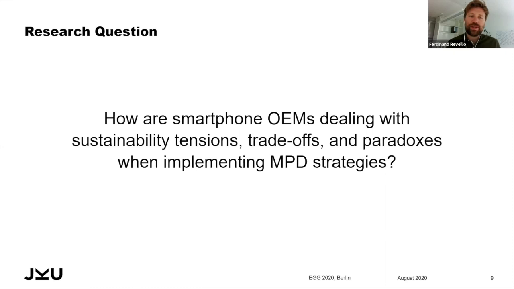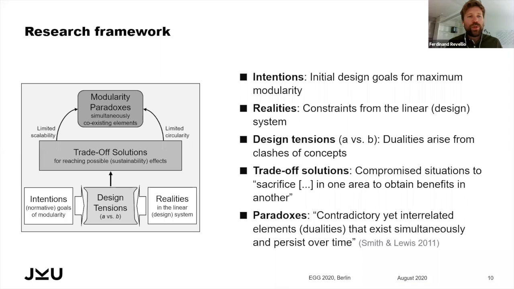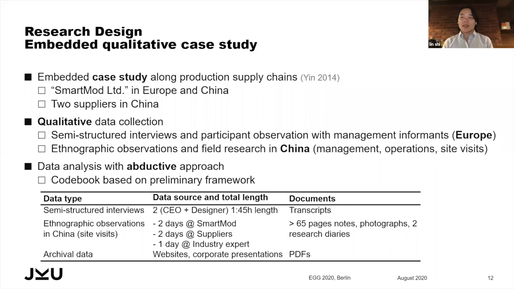And we researched how smartphone OEMs deal with sustainability tensions and trade-offs when implementing modular product designs with a case study. We used a research framework that we have built based on paradox theory. The study sites include SmartMod's headquarters in Germany, as well as its assembly sites and 2 suppliers in China. The qualitative data collection was completed through semi-structured interviews. So Ferdinand conducted the interviews at the company's headquarters in Germany, and Ferdinand and I spent a week in China to visit the company's final assembly sites and 2 suppliers.